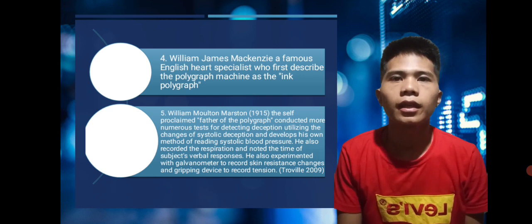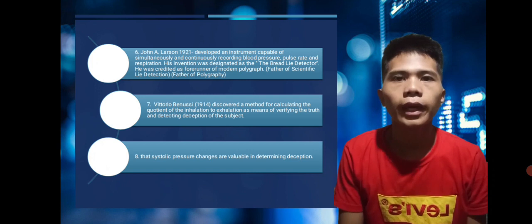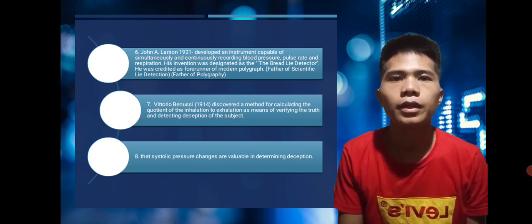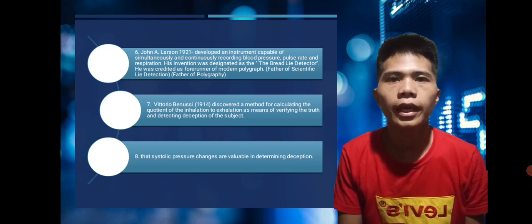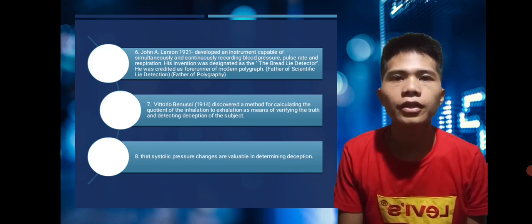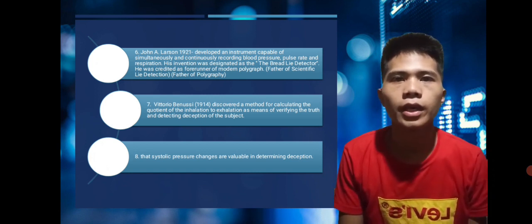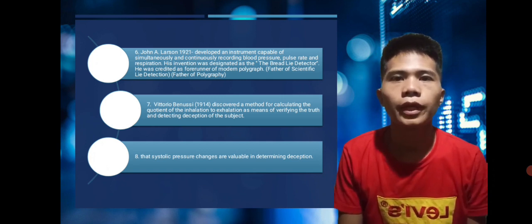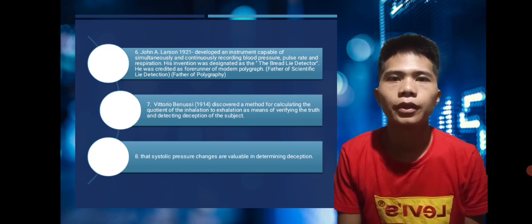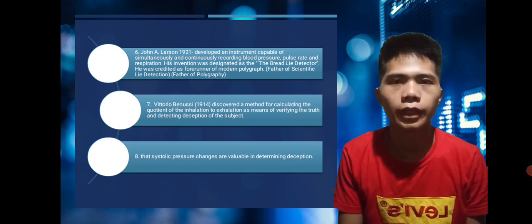Six is John A. Larson, 1921, developed an instrument capable of simultaneously and continuously recording blood pressure, pulse rate, and respiration. His invention was designated as the breadboard lie detection. He was credited as forerunner of modern polygraph, father of scientific lie detection, father of polygraphy.